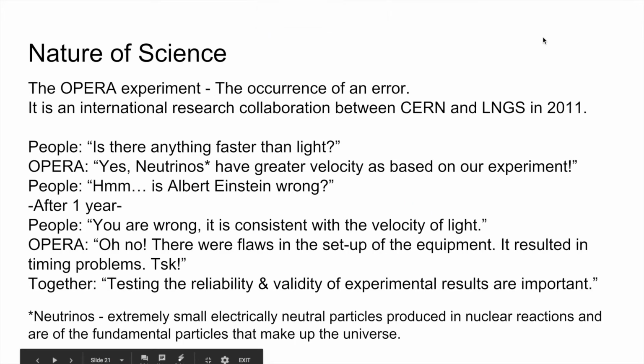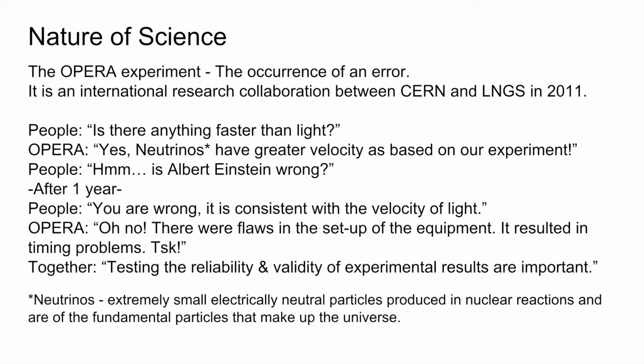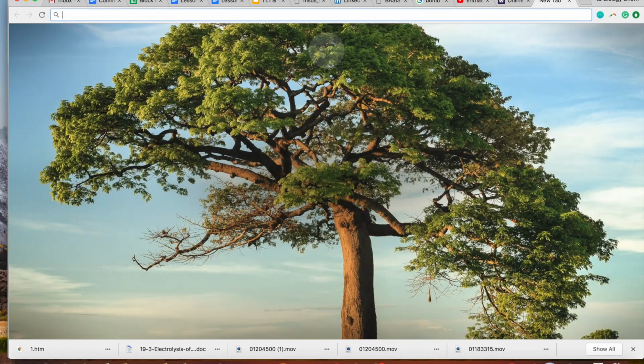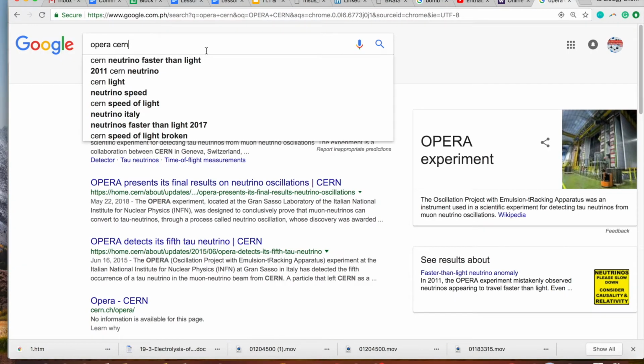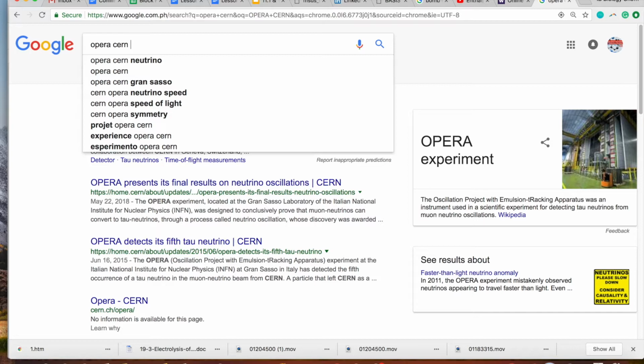Okay, why? This is just the nature of science. Why is it important that we have accurate and precise measurements in chemistry? So once upon a time, there was what you call the OPERA experiment. OPERA stands for something like, operational something. OPERA, CERN. Switzerland, Geneva. There are 3 particle accelerators in the world. One of them is in CERN.